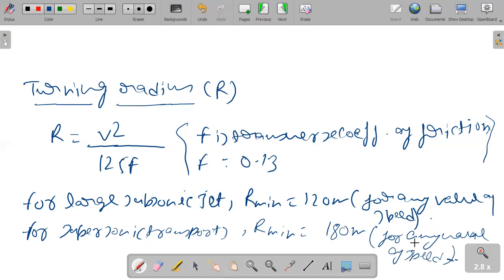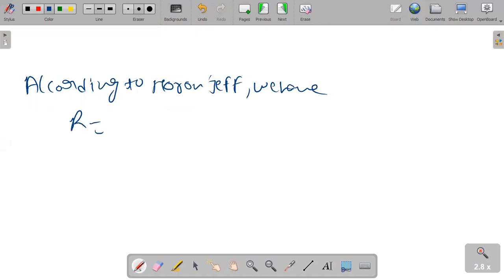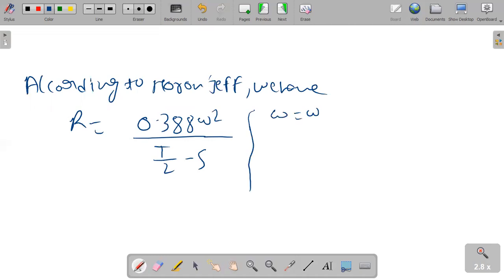Okay, so this is about turning radius, and in the turning radius we have one more thing. According to Horonjeff, we have one more formula: R is equal to 0.388 W square upon T by 2 minus S, where W is the wheelbase of aircraft.